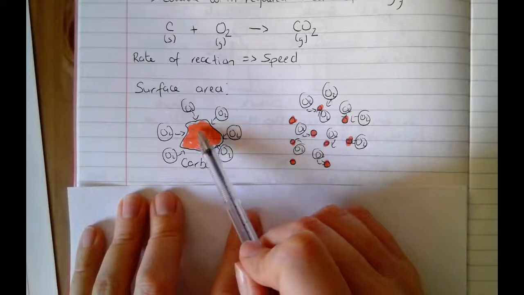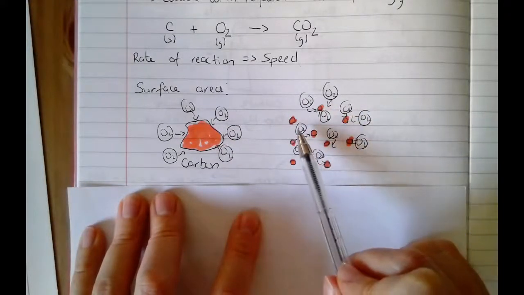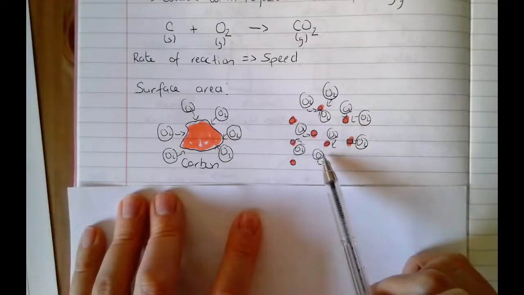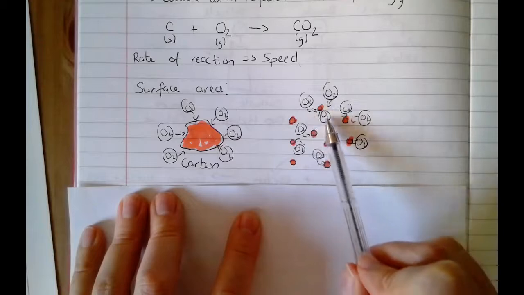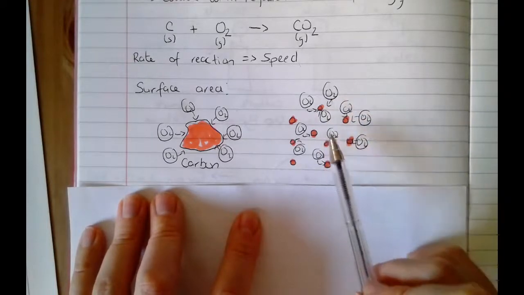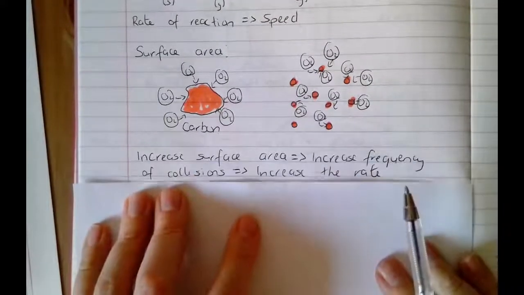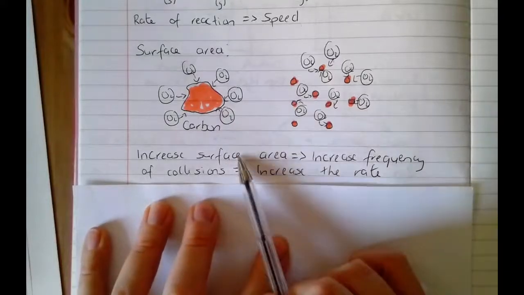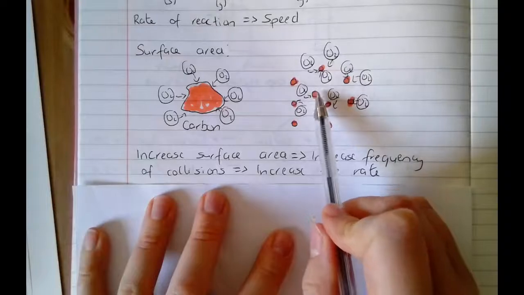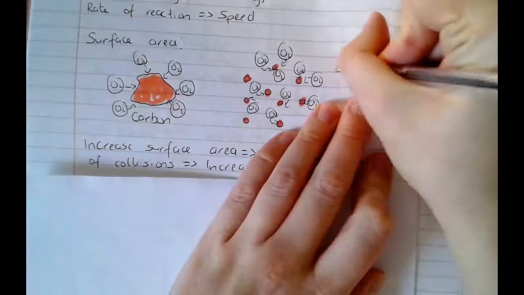When I take that same size piece of carbon and break it up into lots of small pieces, I can fit way more oxygen molecules around carbon. If there are more oxygen molecules around carbon, then I'm going to get more frequent collisions, and that's going to increase my rate of reaction. So to describe this, I would say I have increased the surface area. So this is my large piece, this is my small piece, but the small pieces have a larger surface area.